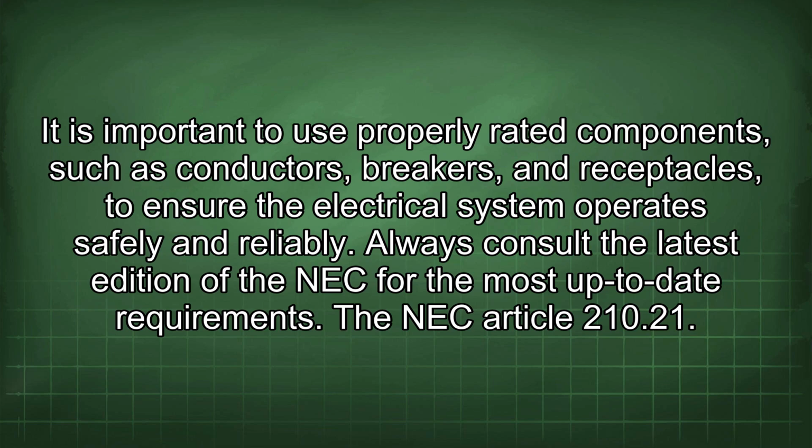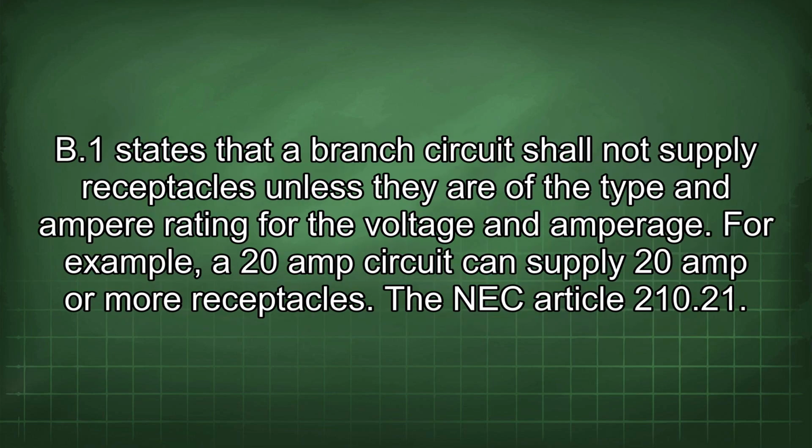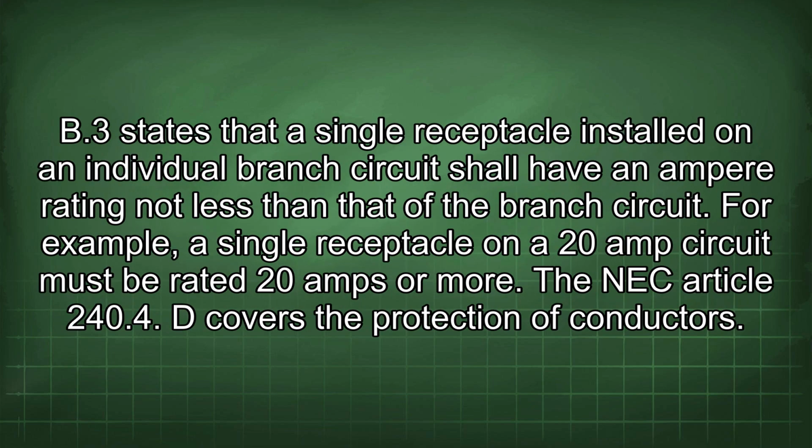The NEC Article 210.21(B)(1) states that a branch circuit shall not supply receptacles unless they are of the type and ampere rating for the voltage and amperage. For example, a 20-amp circuit can supply 20-amp or more receptacles. The NEC Article 210.21(B)(3) states that a single receptacle installed on an individual branch circuit shall have an ampere rating not less than that of the branch circuit. For example, a single receptacle on a 20-amp circuit must be rated 20 amps or more.